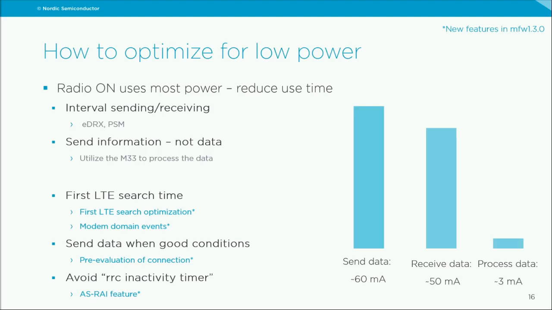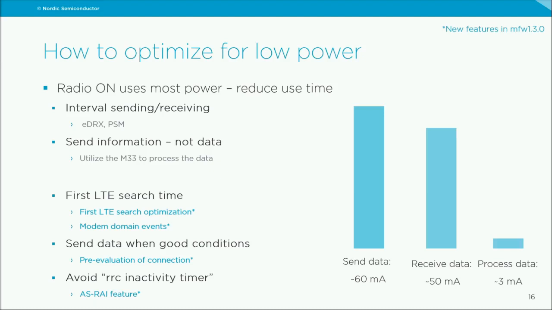And also, other ways to optimize for low power are these new features introduced in the modem firmware 1.3.0. And the first one is when you do your first search, you need to connect to a network. And we have introduced two new features that will help you very much in this scenario. It is the first LTE search optimization and the modem domain events feature. We're going to look closer into this very soon now.